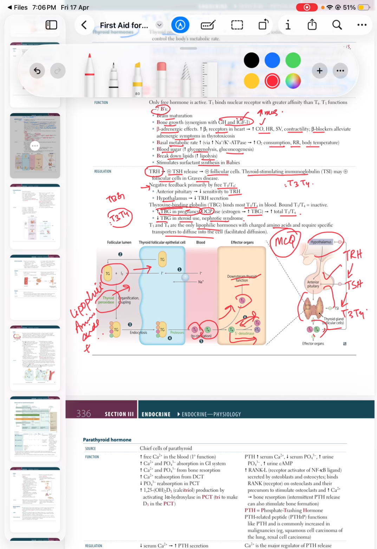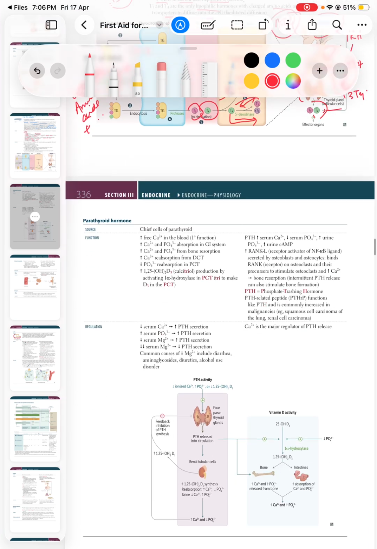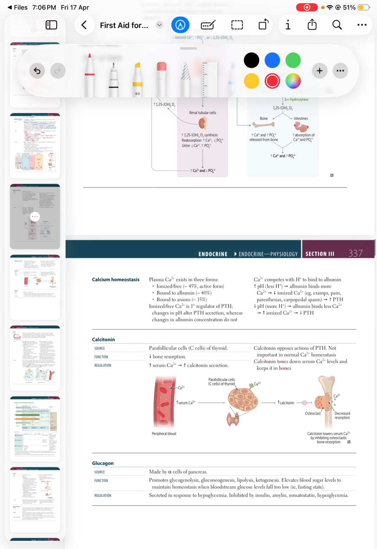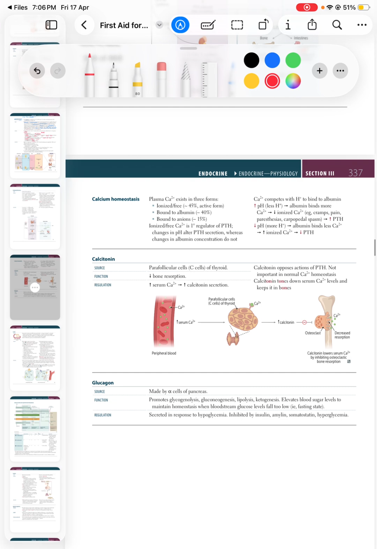In the next video, we will discuss parathyroid hormones, the source of parathyroid hormones, the function, the regulation, and then we will discuss calcium homeostasis, calcitonin, and glucagon.